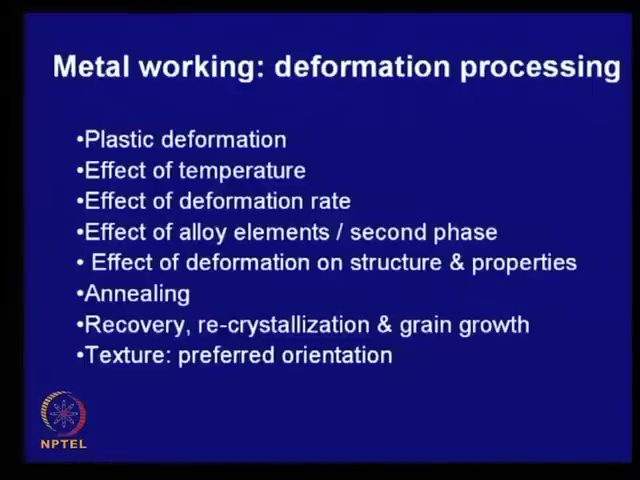So, we will see how metal working or deformation processing helps to improve not only the properties of the material, but also gives it the desired shape in which it can find applications. Under this we will talk about plastic deformation, because in shaping we alter the shape of the metal from its cast form, and the main mechanism is plastic deformation. We have seen earlier how plastic deformation takes place in a crystal. We will build upon that.